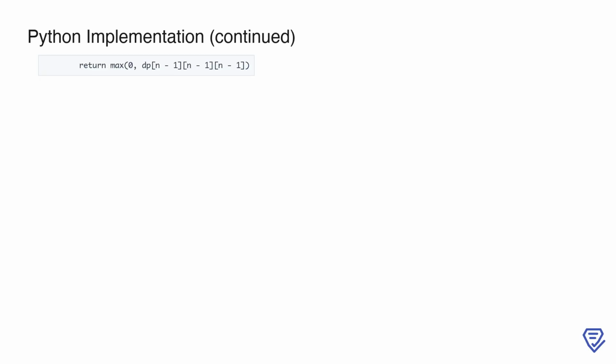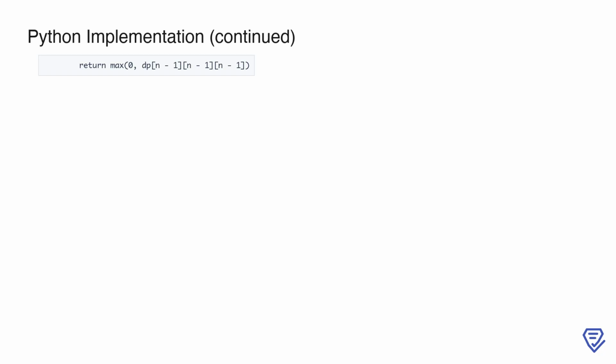The function concludes by returning the result stored in dp[n-1][n-1][n-1], which represents the maximum cherries collected when both persons reach the bottom right corner of the grid. Since it's possible that no valid path exists, we use max with 0 to ensure that the result is non-negative.